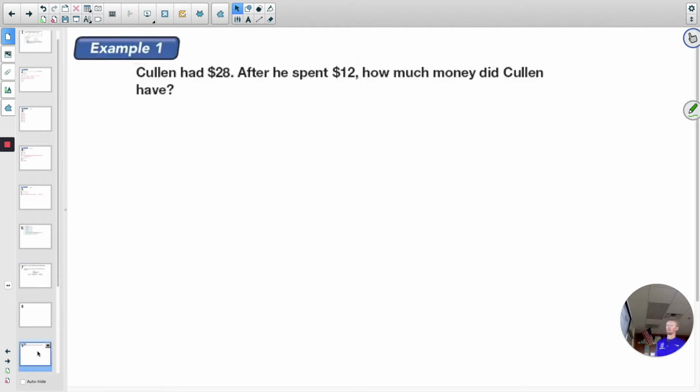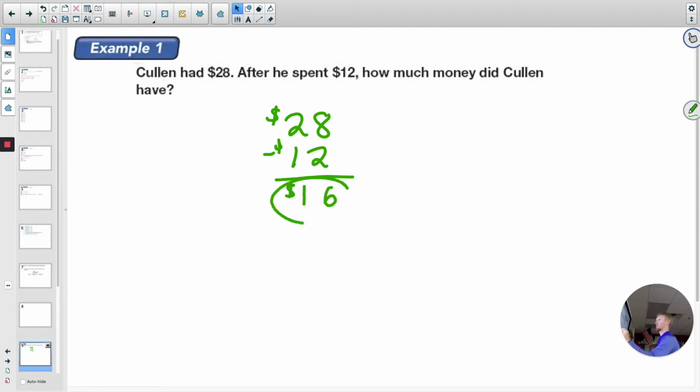So, example 1 says Colin had $28. After he spent $12, how much did he have? So $28, and then he spent $12, and then we get what's left. 28 minus $12 gives us a 6 and a 1, so he had $16 left over.